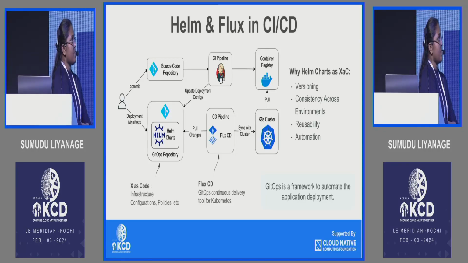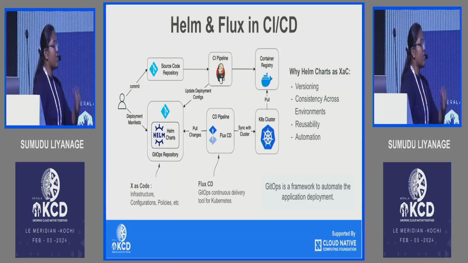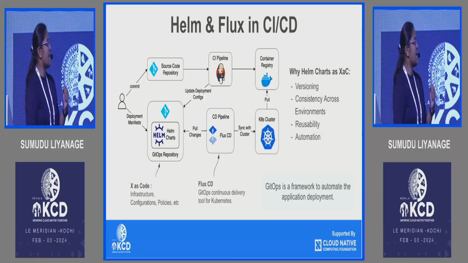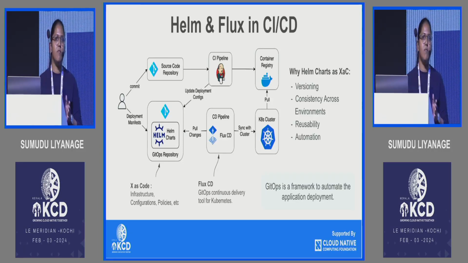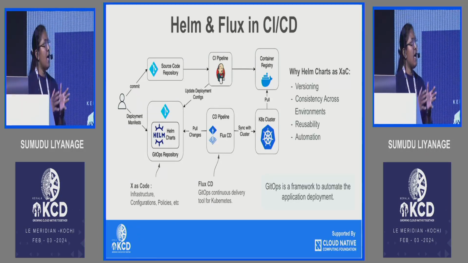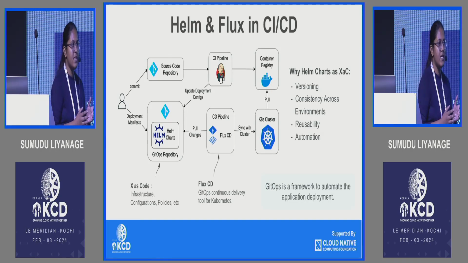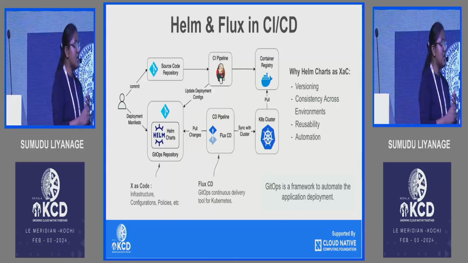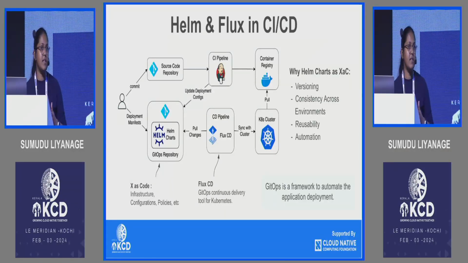So, Helm in CI/CD. Let's have a quick look at CI/CD. In CI, the developer writes new code and pushes it to a source code repository. When new code is pushed, the CI pipeline is triggered, a new image is created, and that image is pushed to a container registry. So that's basically the CI part.